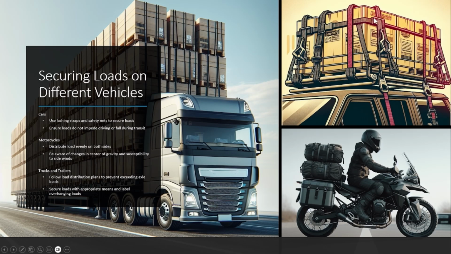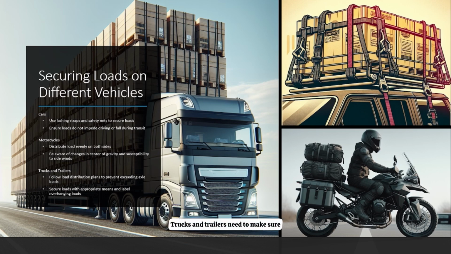For cars, as you can see in the image, use lashing straps and safety nets to secure the loads. Motorcycles should have evenly distributed loads and be aware of the change of center of gravity. Trucks and trailers must follow load distribution plans and secure the loads appropriately. And what does that mean?